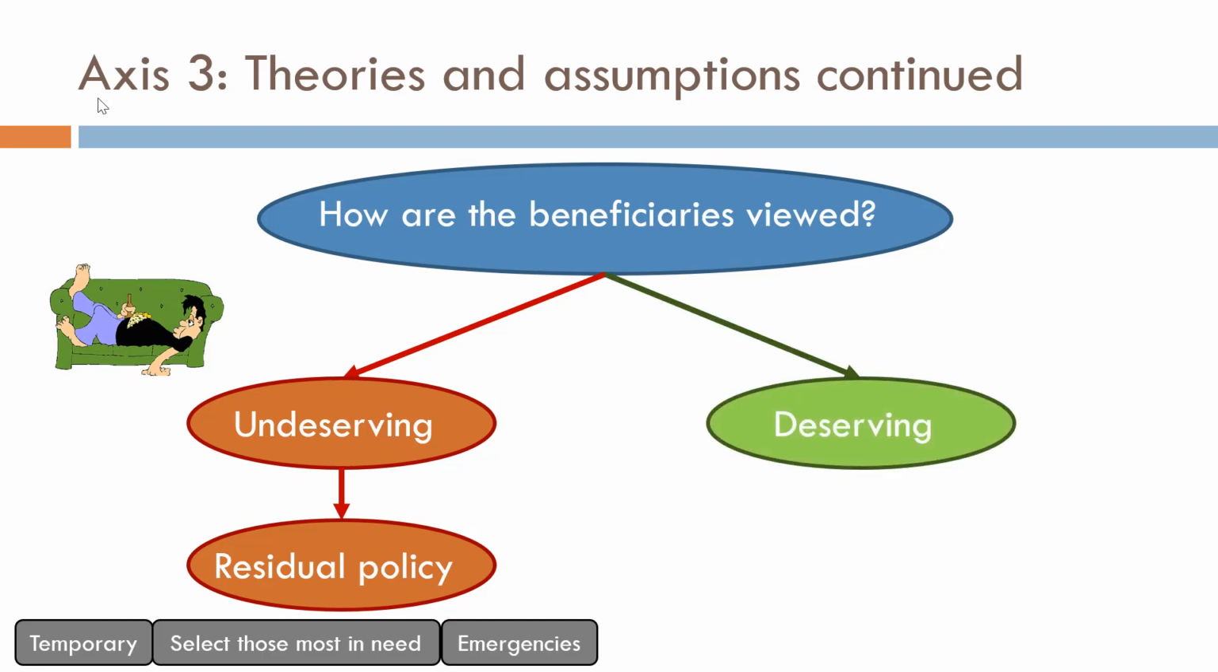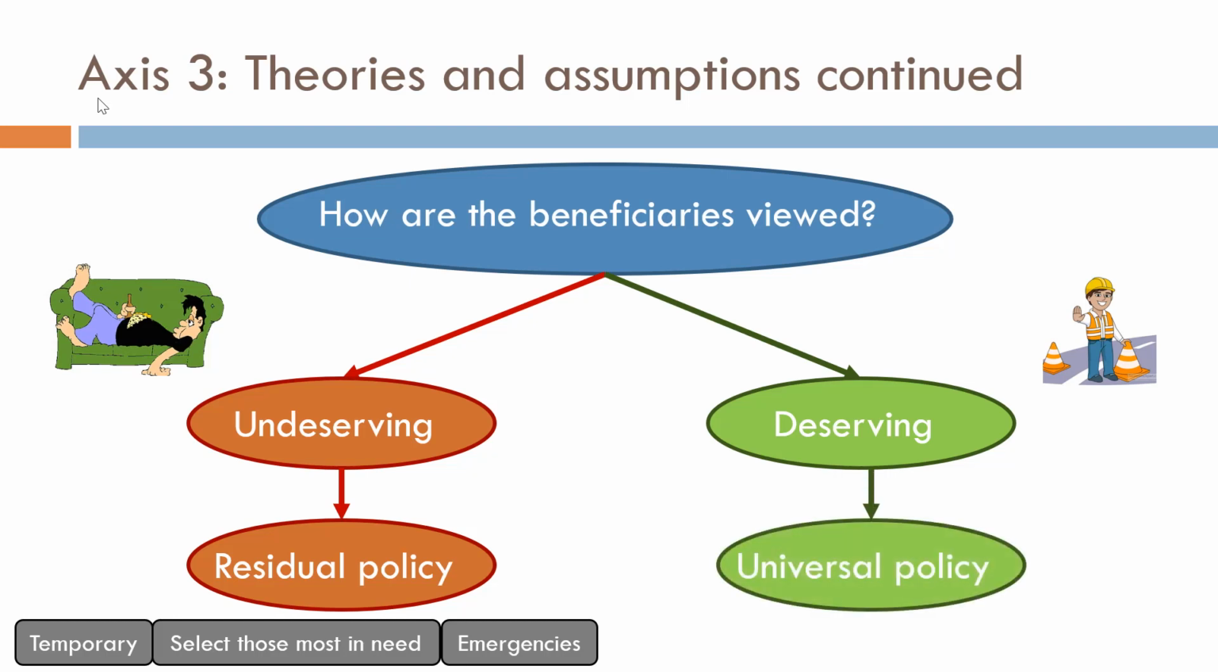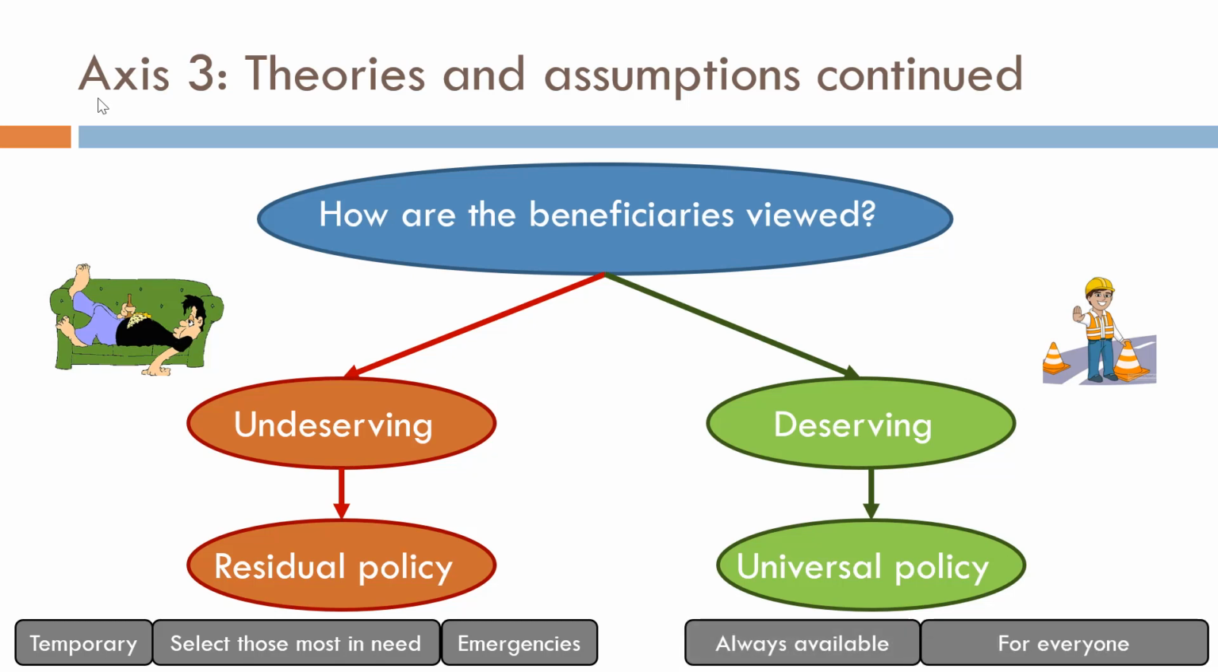Versus if we believe that people are deserving, because they're working hard, etc., then it's going to be a universal policy that we design, which is always available and for everybody. Okay, so those are the two main questions that involve our assumptions and our beliefs about the causes of why something is happening, so our theories about why something is happening. And they determine in part what the policies will be. So just keep all this in mind when you're watching the 4 videos that come next.